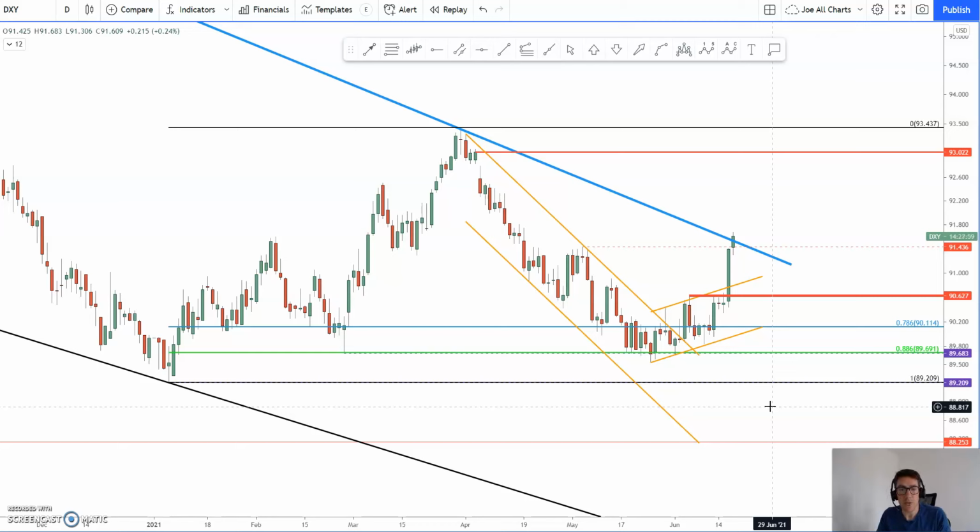So if we can get a close above this downtrend line and above this 91.43 resistance level, then I would be expecting a continuation higher towards around about 93.02. That's where there is an open gap, which is highlighted here by this red line. As you can see, prices closed higher on the 5th of April, but they subsequently opened quite a bit lower on the 6th of April, leaving a gap on the daily chart, which is yet to be filled. So naturally, we would expect gaps to eventually be filled. So maybe that would be the next target on the upside for dollar index.